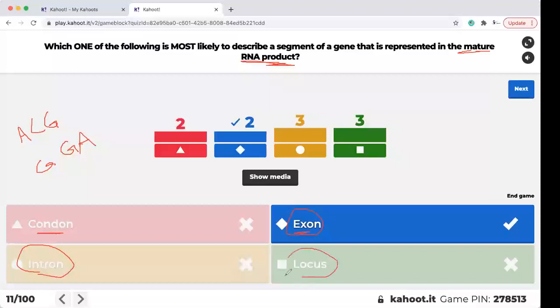Finally, what is the locus? Locus is just a location, the location of a specific gene within the chromosome. So it has no relation to the mRNA. It is present at the DNA. So these are all the explanations.